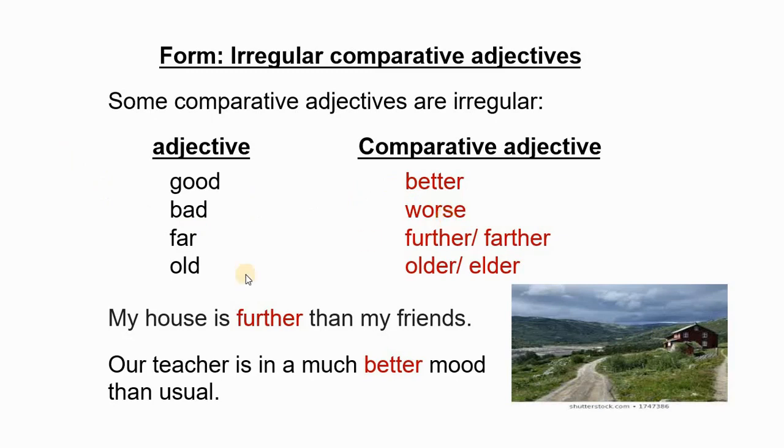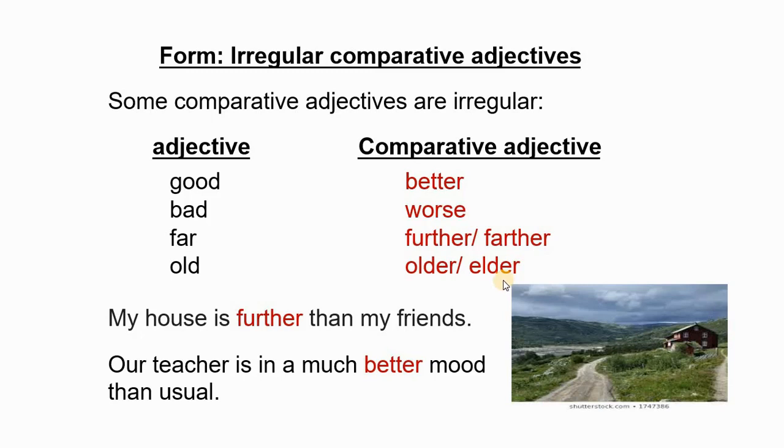And far becomes farther or further. So we have two choices. You can either say farther or further, and the meaning and the use is exactly the same. You just choose. And old is either older or elder.